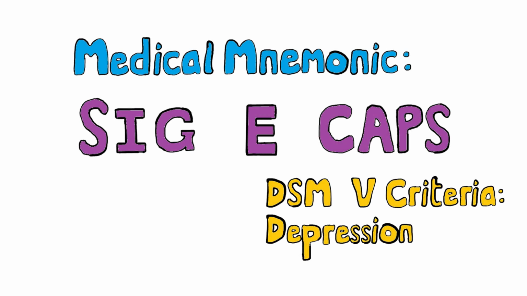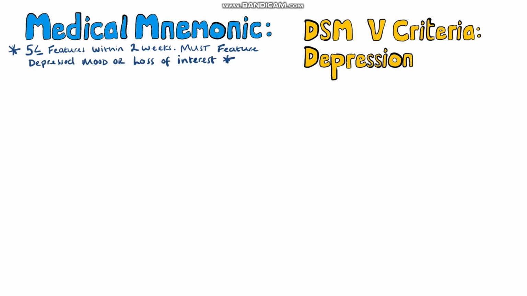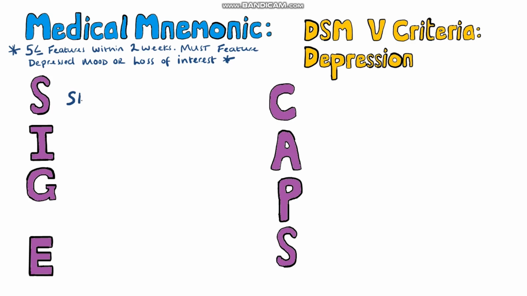Alright, so SIG E CAPS is a mnemonic to remember the DSM-5 criteria for depression or depressive disorder. So SIG E CAPS. Remember, the patient needs to have 5 of the following symptoms within the same 2-week period, and these must include either a depressed mood or a loss of interest or pleasure, also known as anhedonia.